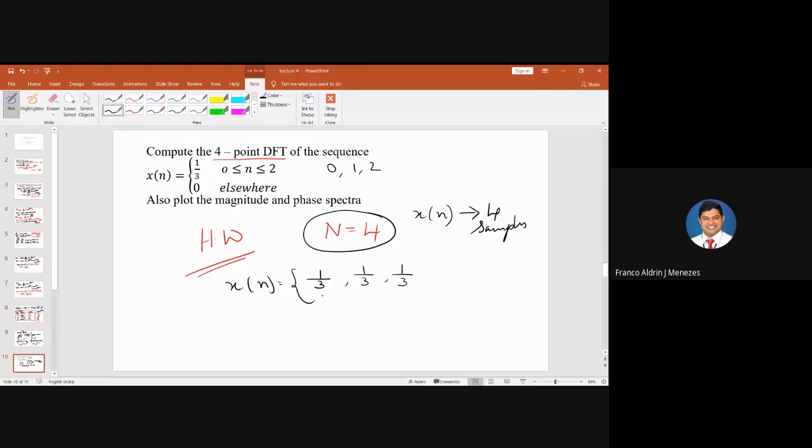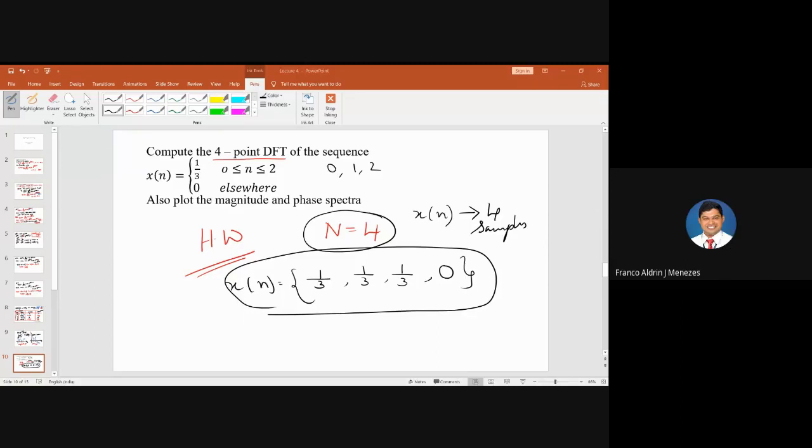Now seeing this, there are only 3 samples present. But to calculate the 4-point DFT, another sample has to be present in the sequence x of n. So for other values of n, x of n is equal to 0. So I will include a 0 and close the sequence. This is the sequence I have obtained from the given expression. Is this part clear? Yes, sir.